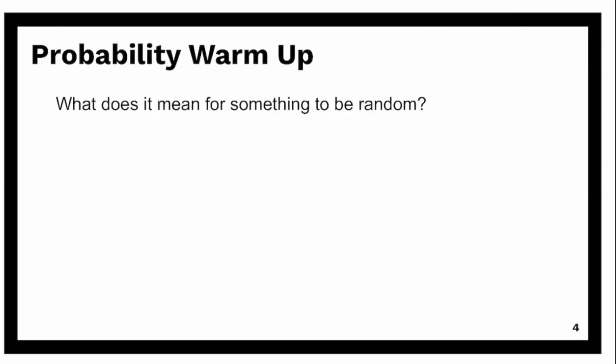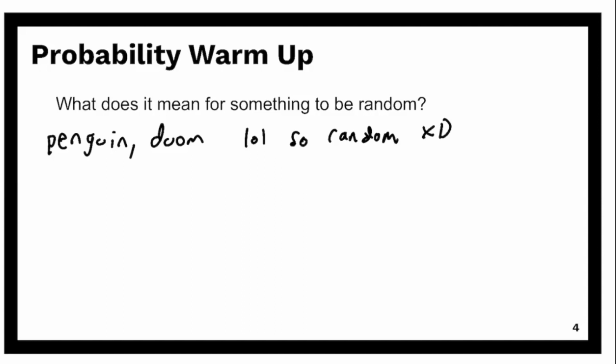Here we're being asked, what does it mean for something to be random? We use random in everyday language pretty often, but random means something different in math than it does in everyday. For example, every day you could just come up with random words like penguin or doom. And you can say that you're being random. LOL. So random. XD. But randomness is a little bit different in math.